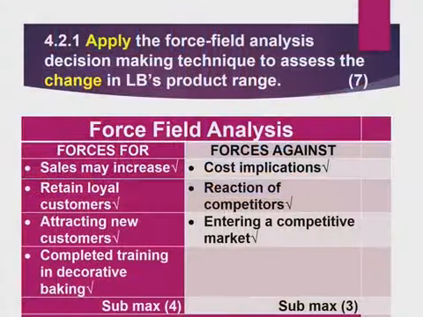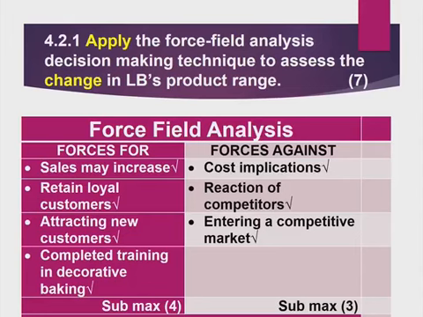Okay, so for forces against, what are the factors that we need to include? The forces against, the negatives or the challenges for Leah's Bakery: the cost implications, the reaction of competitors, and entering a competitive market. So you can see the forces for has 4 forces, and the forces against has 3. That's important because when deciding whether to apply the change, yes or no, they look at which force has the most points. In this case, the forces for has the most. There are 4 facts there, and only 3 under forces against. If you do it this way, you can see no studying is required, all the information is in the case study, and you can get how many marks? 7 marks.